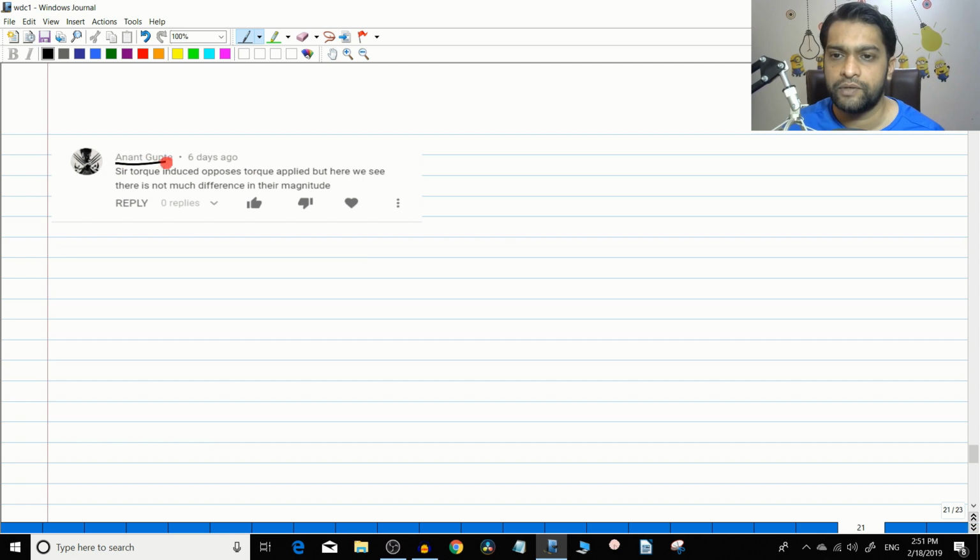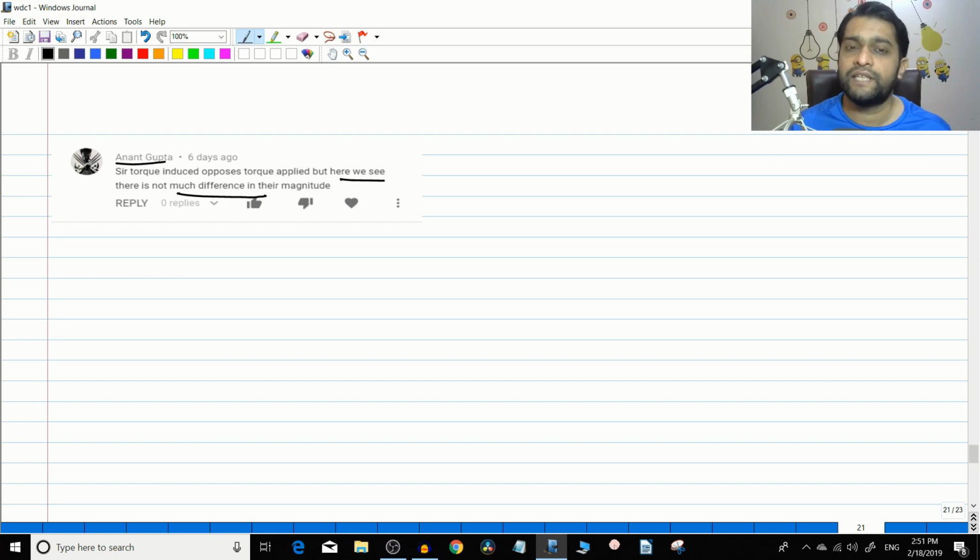Anand Gupta is asking a question. Sir, torque induced opposes torque applied, but here we see there is not much difference in the magnitude. Of course, there will not be much difference in the magnitude. That is correct. See, torque balancing means, for example, you have a motor and you have a demand. Okay, a load torque demand is there.